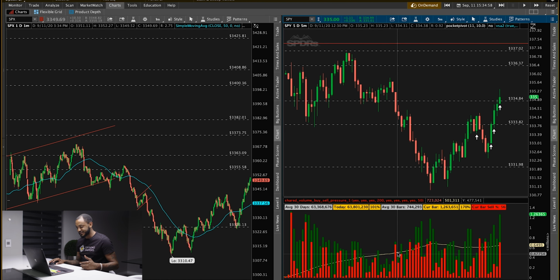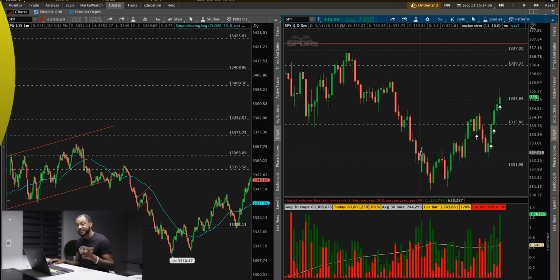So you want to pay attention to your volume spikes. Look at how low this volume was earlier. And then the second it broke, look how much volume came in and the resulting effect it had on the stock. Volume tells everything.